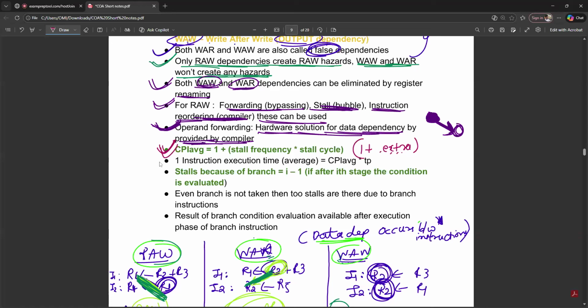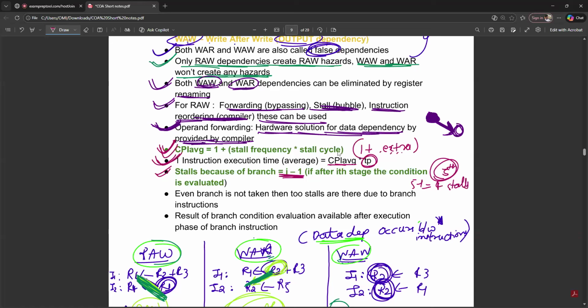Okay. Now, one instruction execution time is average CPI into cycle time. CPI, you know it: per instruction how many cycles it takes, into Tp, which means cycle time. Now, stalls because of the branch instruction equal to i minus 1, if after the i-th stage the condition is evaluated. So if after the fifth stage the condition is evaluated, how many stalls? 5 minus 1, which is 4 stalls.